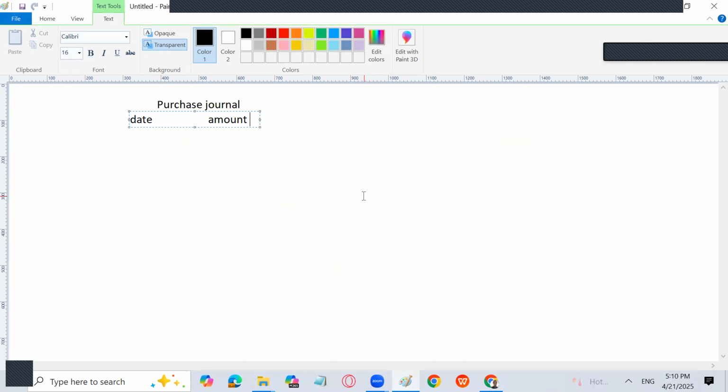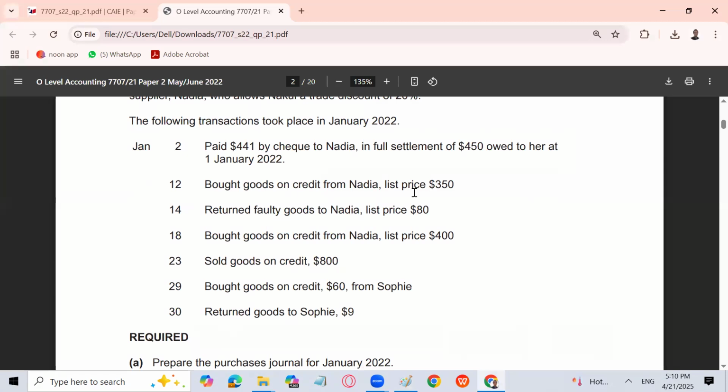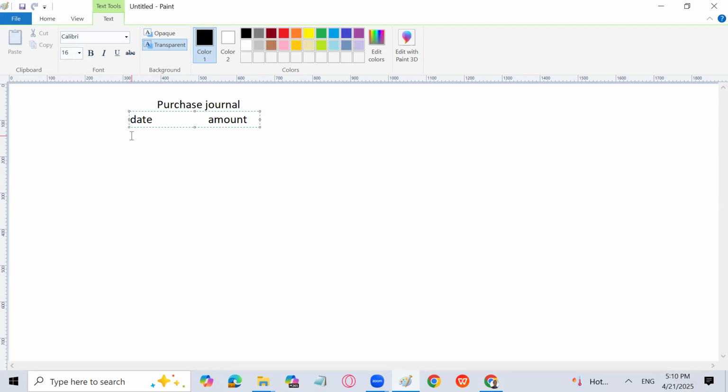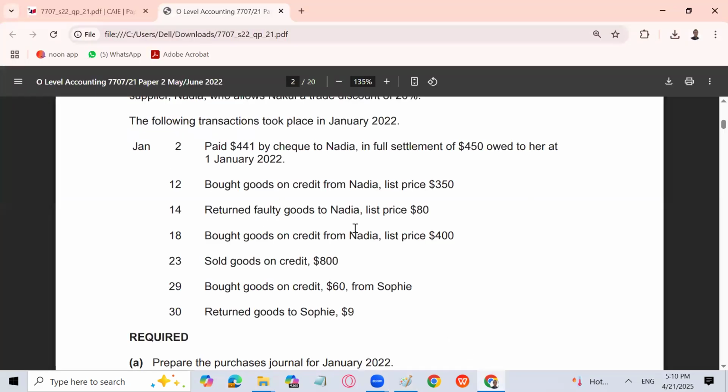Let's see, we have purchased goods from Nadia at list price 350. We have to subtract the 20% because list price will not show in the books of accounts. So 12 is the date and the name of the person is Nadia, and 350 into 20% comes to 70. 350 minus 70, so the answer is 280. You will write the amount in the purchase journal after subtracting the trade discount. Next, returned goods to Nadia, list price 80. This will go to the purchase return journal.